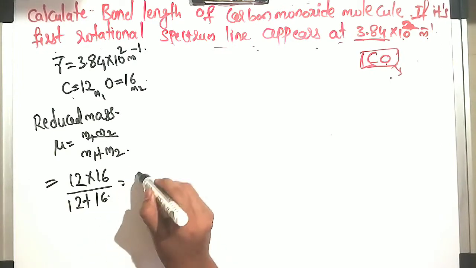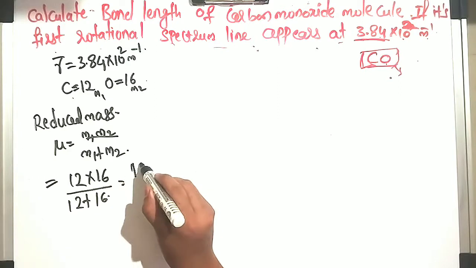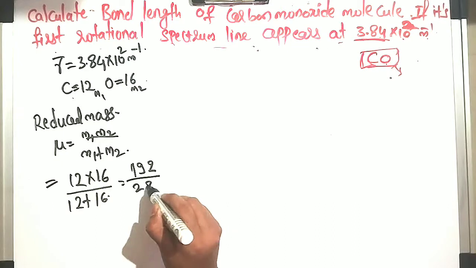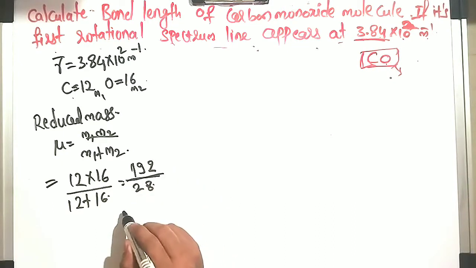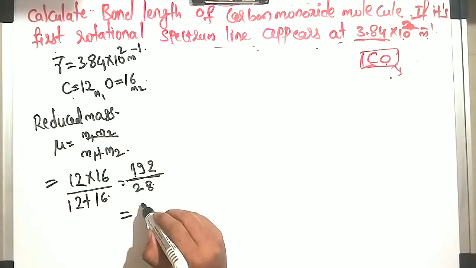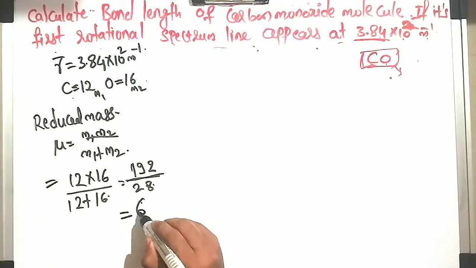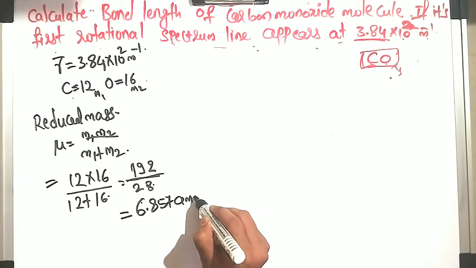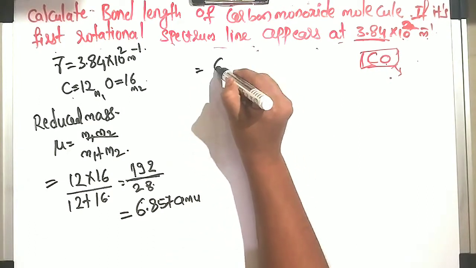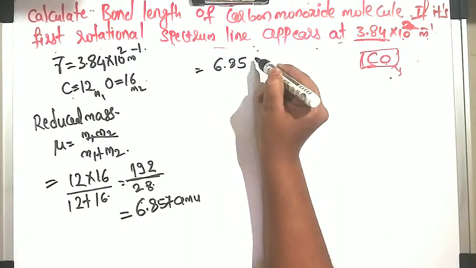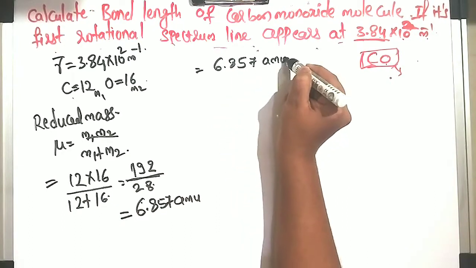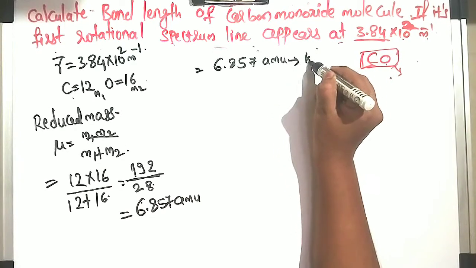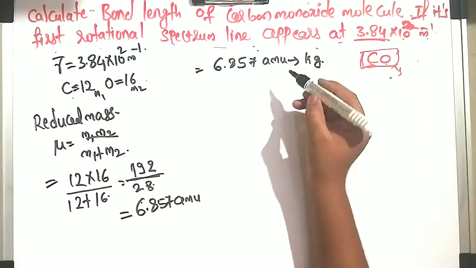So what will we get here? Multiply this. When we multiply this, we'll get 192 divided by 28. So divide it. Here we'll get the answer, that is 6.857 atomic mass unit. So what we'll do here is convert this into kilogram. Okay, converting this into kilogram.